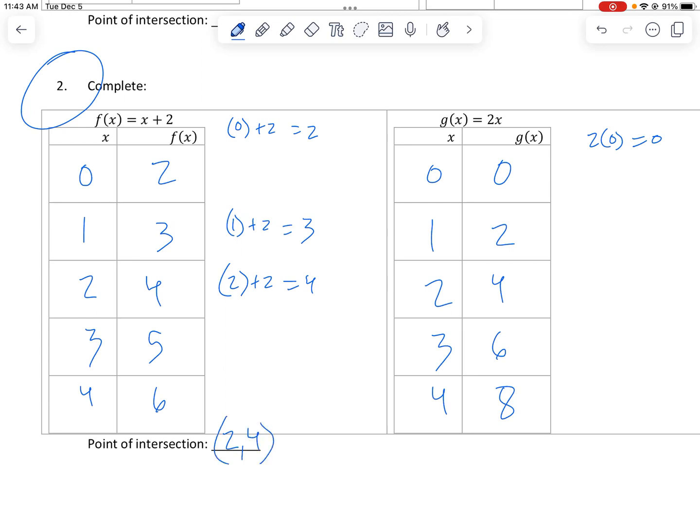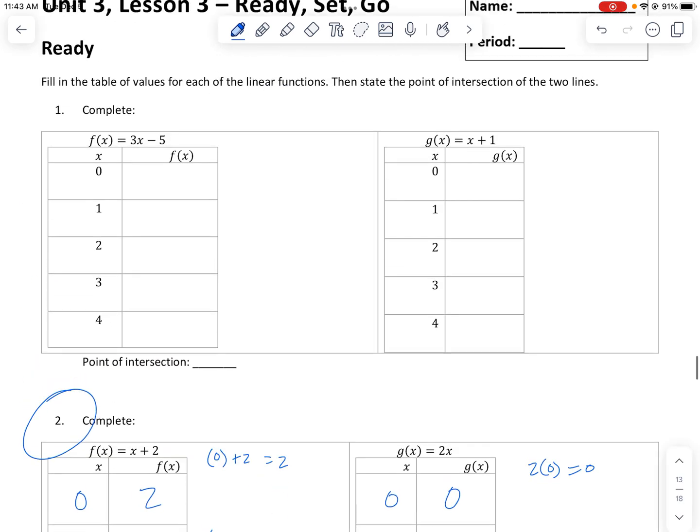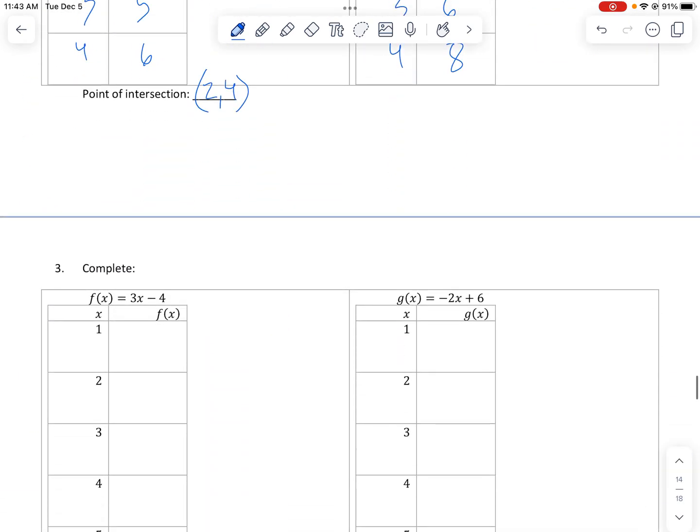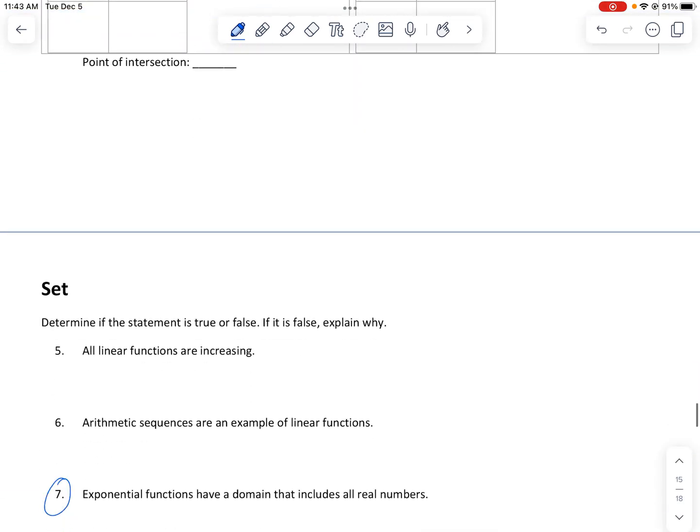And we're going to write that down. Hooray. So that's what's going on in that section. You just have to fill in the tables and see where the points are, where they meet up. So there's our first section.